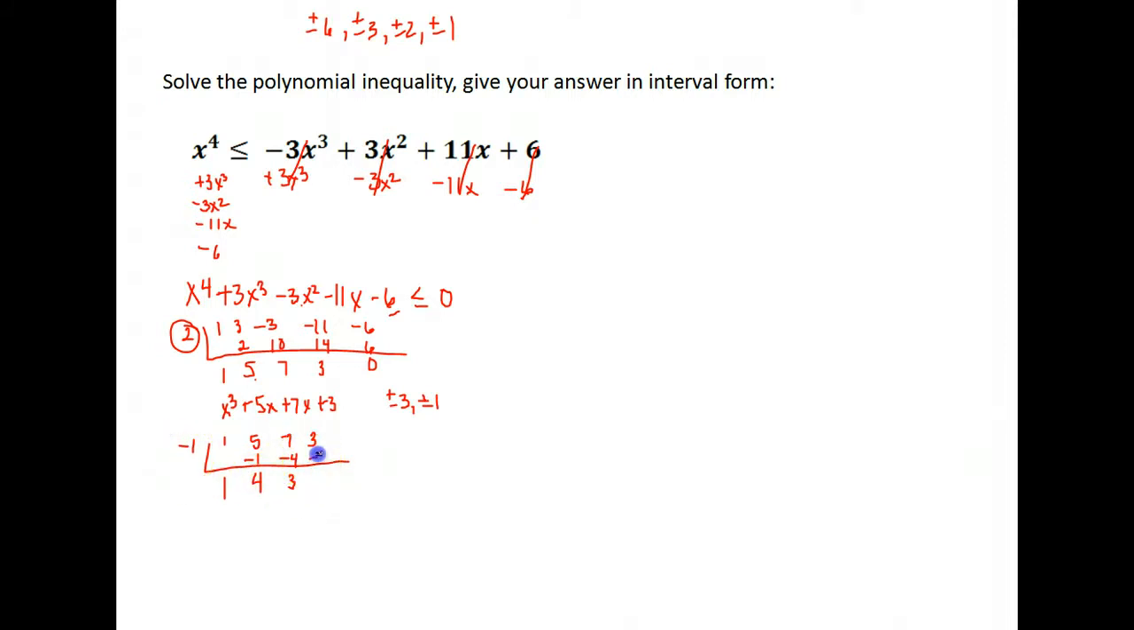Negative 1 times 3 is negative 3. Hey, look at that, I get a remainder of 0. So that tells me negative 1 is also a 0 of my polynomial. So I have 2 so far. I have 2, and I have negative 1.